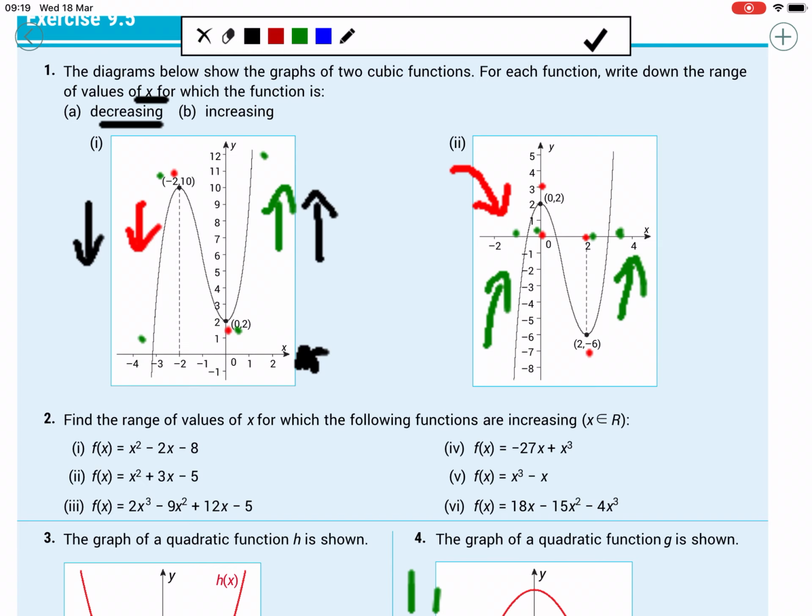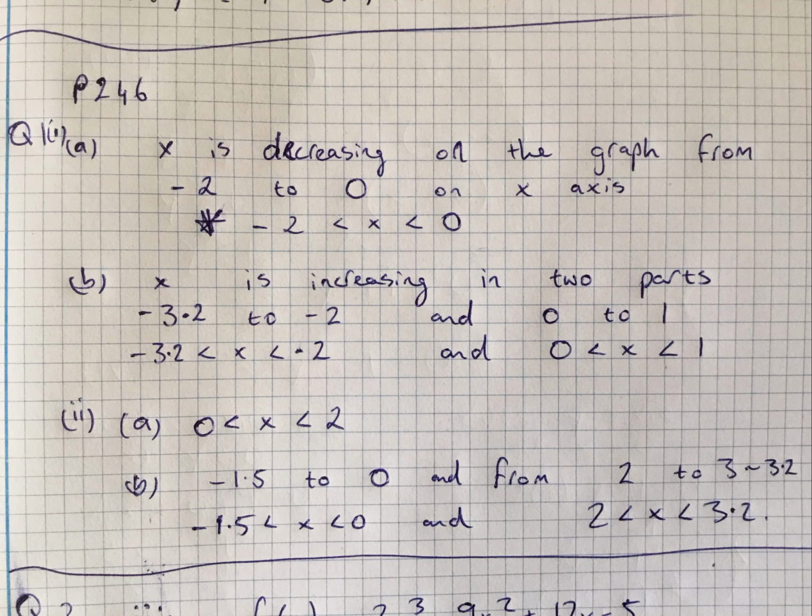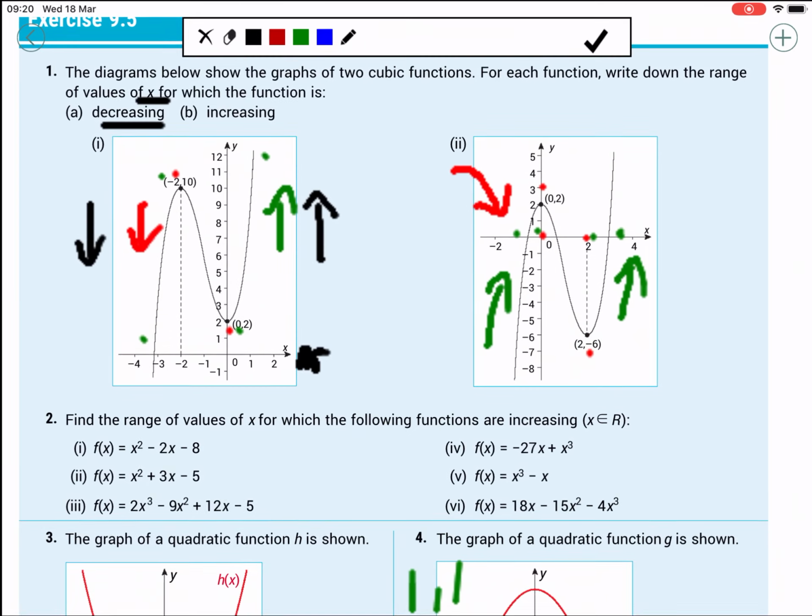Okay, so to tie in my answer, as we've said, it is decreasing between 0 and 2, as we discussed, and it's increasing from maybe minus 1.5 to 0, and from 2 up to 3 or 3.2. So if you look at that answer that I've written there with the graphs, you should be able to see what's happening.